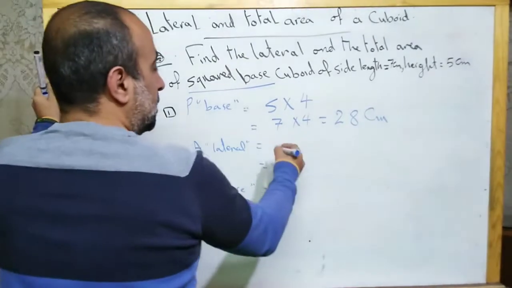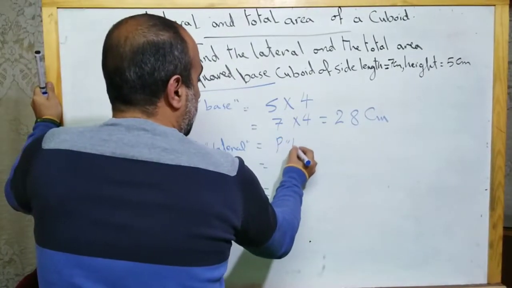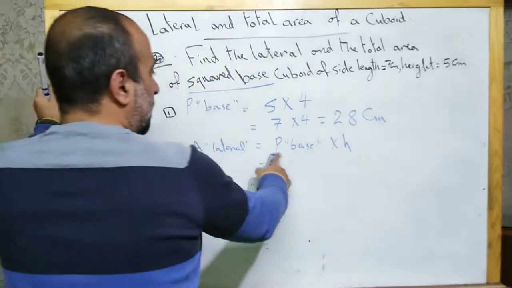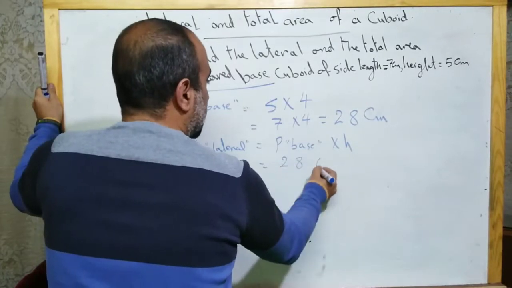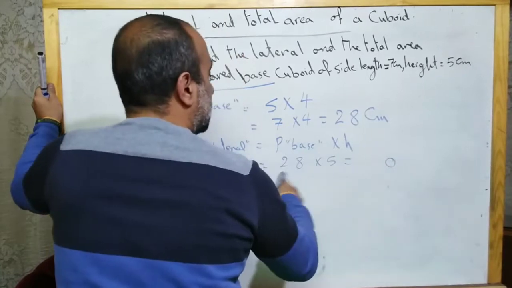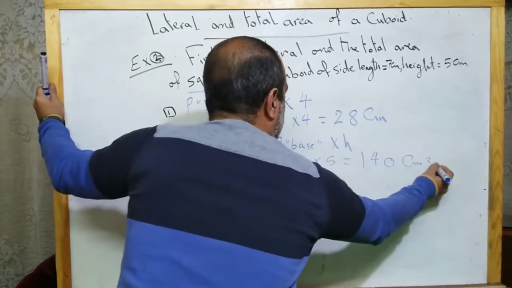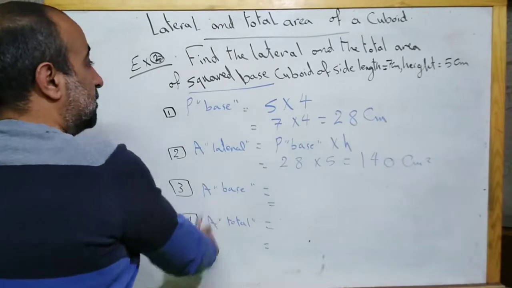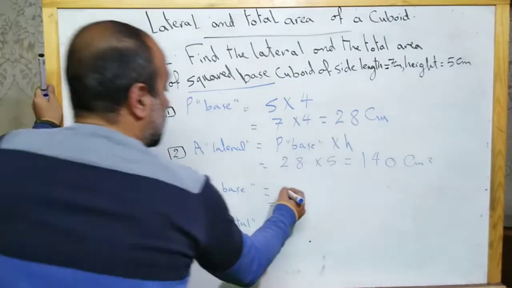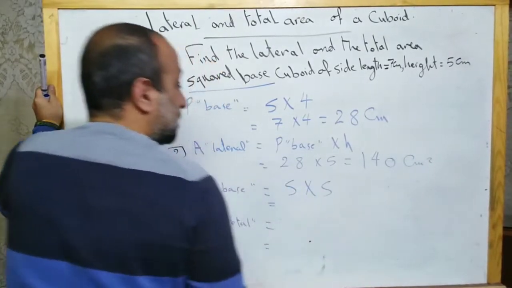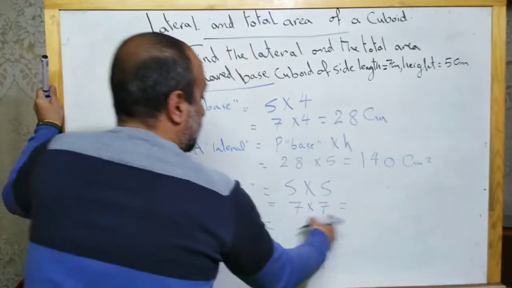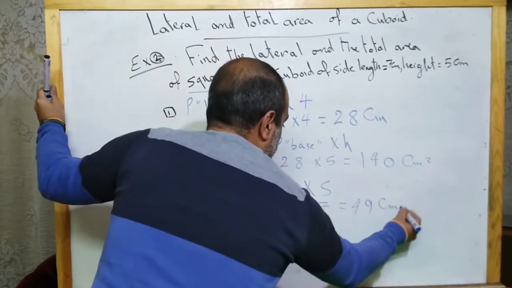Lateral area. The perimeter of the base multiplied by its height. That is the rule. Perimeter of the base equals 28. And the height, he gives me the height is 5. 140 square centimeters because it's an area. Area of the base, the base is in the shape of a square. Then the rule is side length multiplied by side length, which is 7 times 7, the substitution. 7 times 7 equals 49 square centimeters.